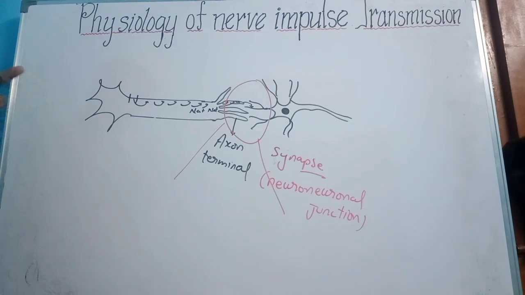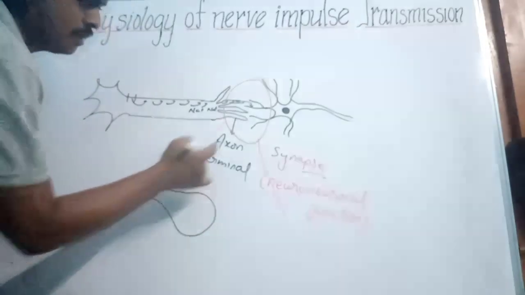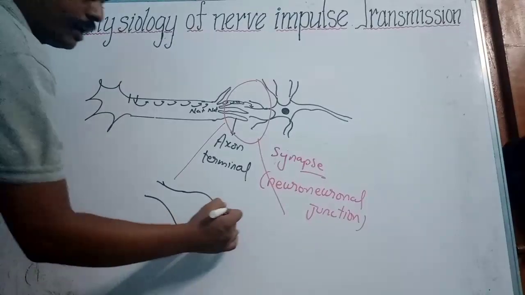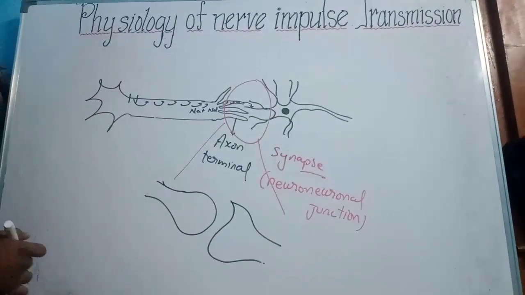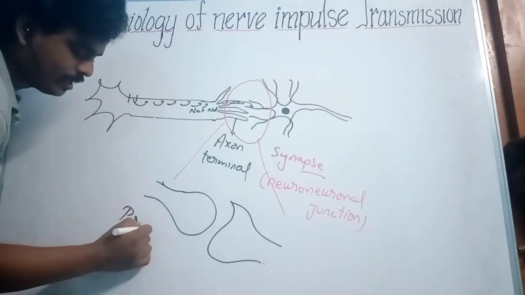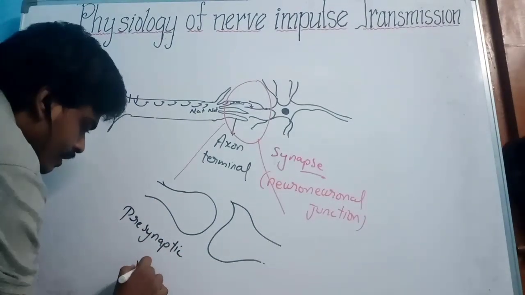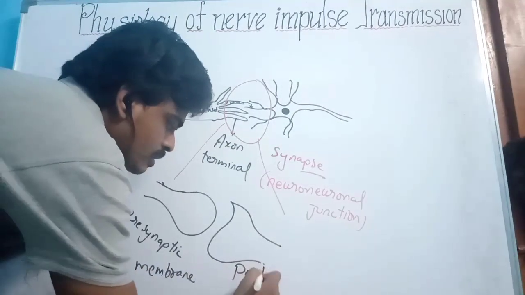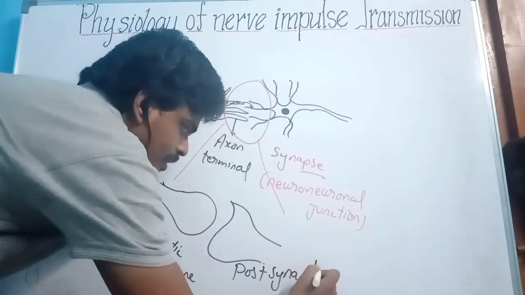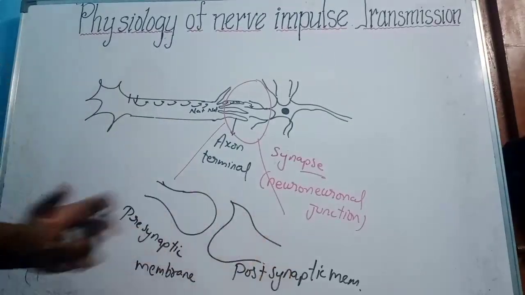Now if you zoom this portion out, if you enlarge this view here, you can see that we are having the membrane. This is the membrane of the axon terminal, and assume this as the membrane of the dendrite of the next neuron. This is called the presynaptic membrane, and this can be called the postsynaptic membrane. Why? Because this is before the synapse and this is after the synapse.